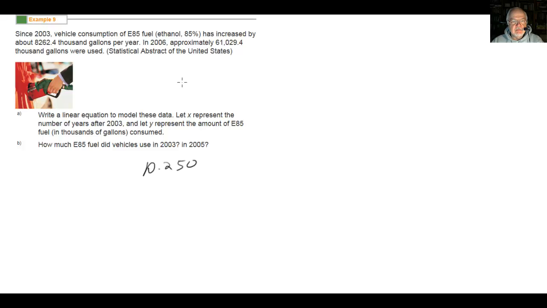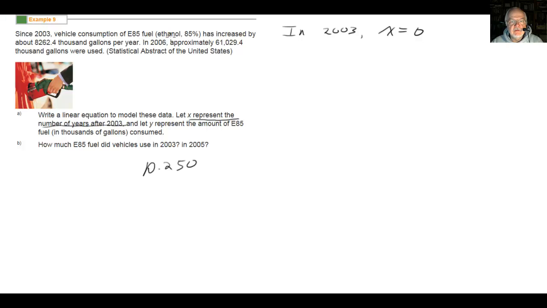That's a useful bit of information. Alright, and the second problem is how much E85 fuel did vehicles use in 2003 and 2005? That's going to suggest, I think, the final form of our equation. Alright, so since 2003, well, the significance of 2003 comes in here. Because in 2003, x equals 0, right? Let x represent the number of years after 2003.